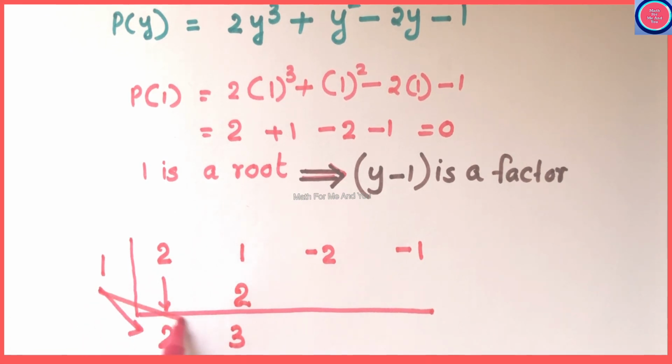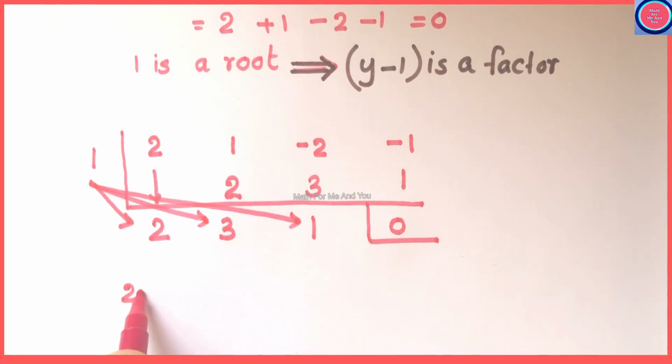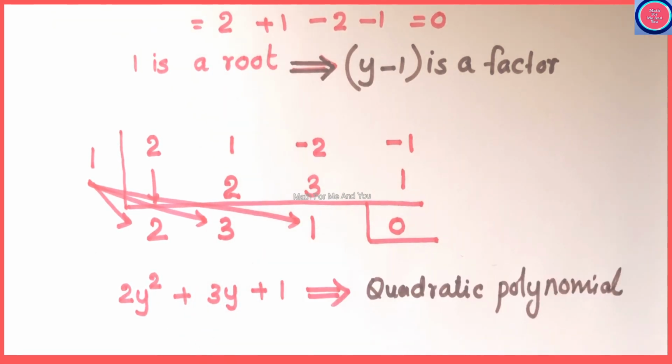Again multiply diagonally. 1 times 3 is 3. Write under minus 2. Minus 2 and 3, the total is 1. Again multiply. 1 times 1, the answer is 1. We write under minus 1. 1 and minus 1 becomes 0. So we get the remaining 3 terms as the coefficients of the quadratic polynomial. This is a polynomial in y. We are writing the quadratic polynomial as 2y square plus 3y plus 1. And we can see this is the quadratic polynomial.